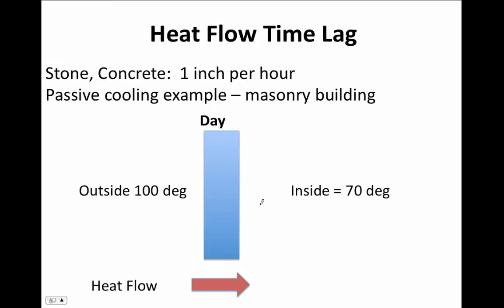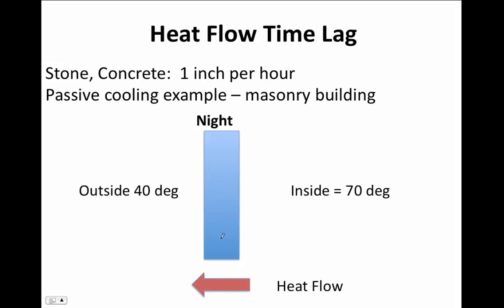This part is stone, and it's daytime, and it's 100 degrees outside and 70 degrees inside. So the heat flow is going to be in this direction, because heat flows from warm to cold. It's going to start to flow, taking 1 inch per hour. It's going to flow in this direction during the daytime.